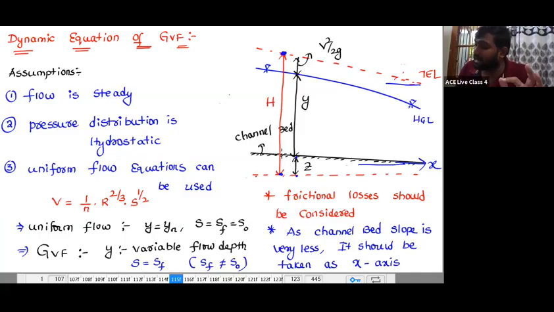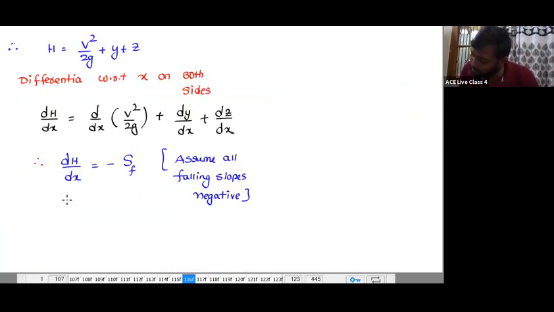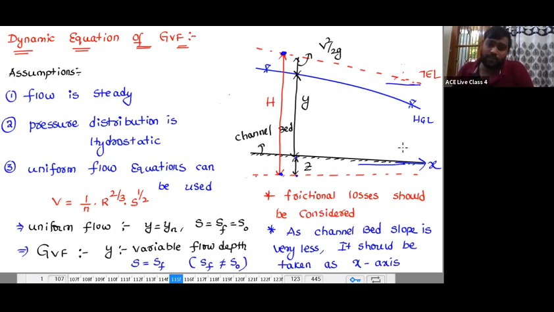And is the channel bed falling or rising? Falling. So as the channel bed is falling along the direction of flow, then dz by dx is going to be minus S naught. Why I am taking minus: the total energy line is falling and the channel bed is also falling. Now what is remaining is the water surface, right? Keep that in your mind.